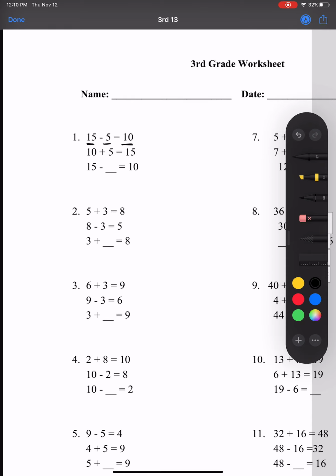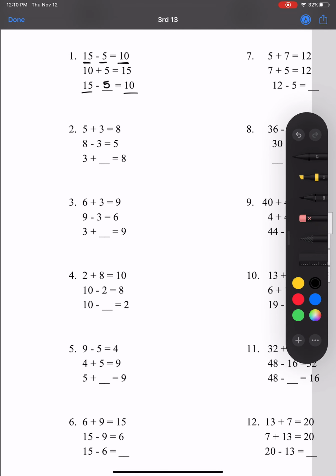And in the last equation, you're given the two numbers 15 and 10. The only missing number is 5, which means that the missing number should be 5. And if you want to double check, you can do 15 minus 5, and you see that it equals 10. Same thing for number 2.